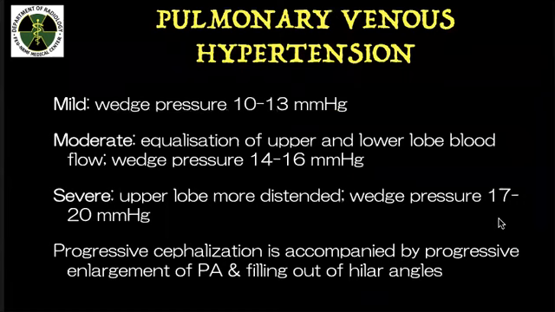So for the pulmonary venous hypertension, if it's mild, there's a wedge pressure of 10 to 13 millimeters mercury. Moderate, there will be equalization of upper and lower lobe blood flow with wedge pressure of 14 to 16 millimeters mercury. Severe, if there's upper lobe more distended, wedge pressure of 17 to 20 millimeters mercury. And if there's progressive cephalization, it is accompanied by progressive enlargement of the pulmonary artery and fuzzing out of hilar angles.